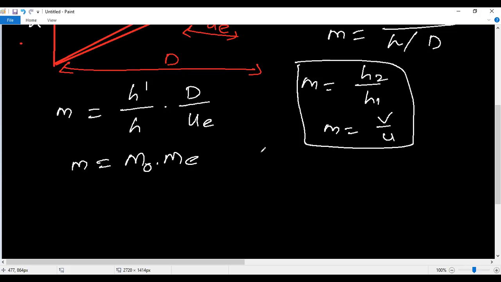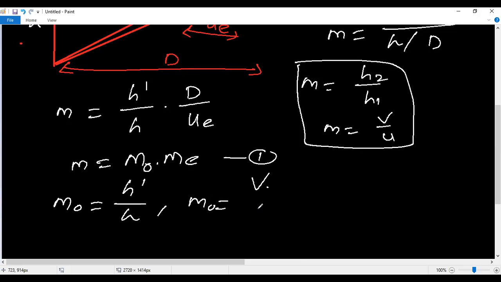Equation number 1. We know that M naught is equal to H dash by H, and M naught is equal to V naught divided by U naught.